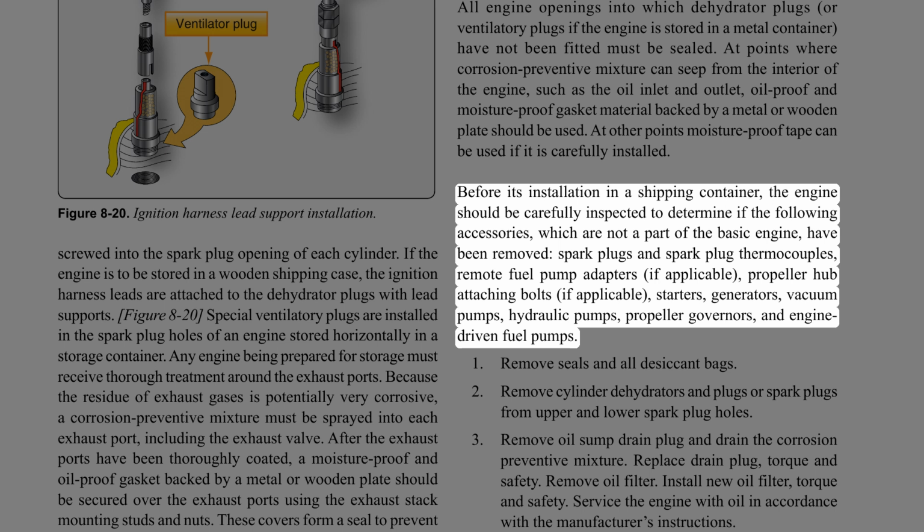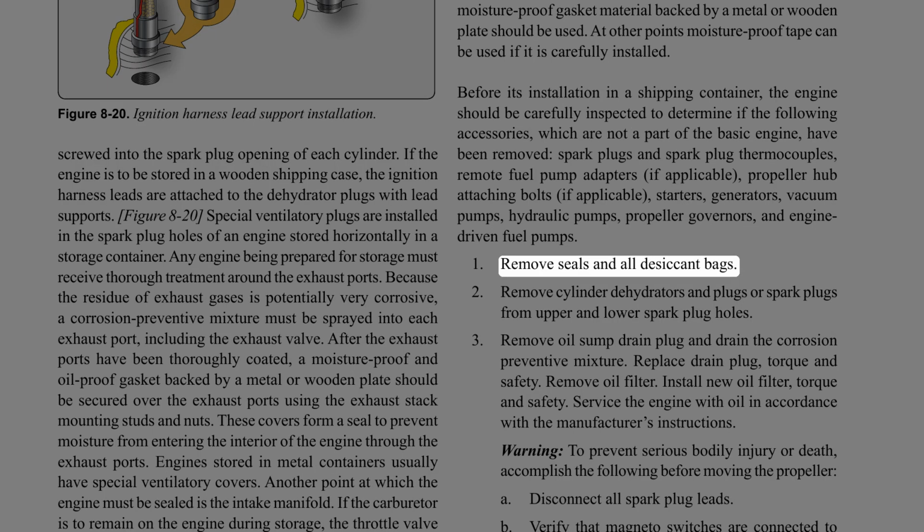Before its installation in a shipping container, the engine should be carefully inspected to determine if the following accessories, which are not a part of the basic engine, have been removed: spark plugs and spark plug thermocouples, remote fuel pump adapters, if applicable, propeller hub attaching bolts, if applicable, starters, generators, vacuum pumps, hydraulic pumps, propeller governors, and engine-driven fuel pumps.